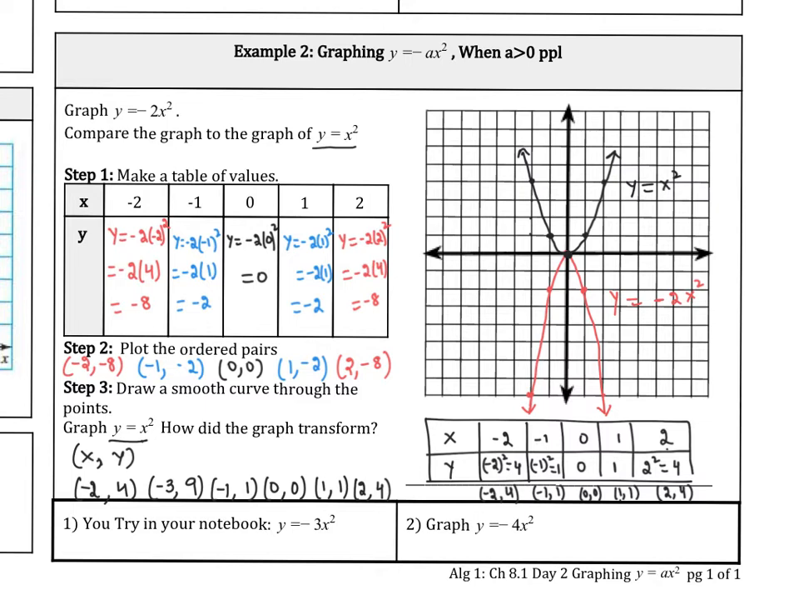Whatever you choose for x, y is going to be the square of that. So it's really easy to get the points and graph this parent function. You're going to do the you-try problems in your notebooks. So these are the 2 problems that you're going to try.